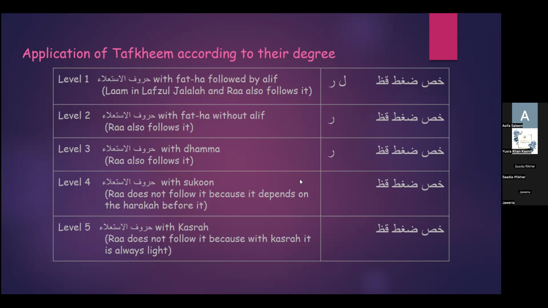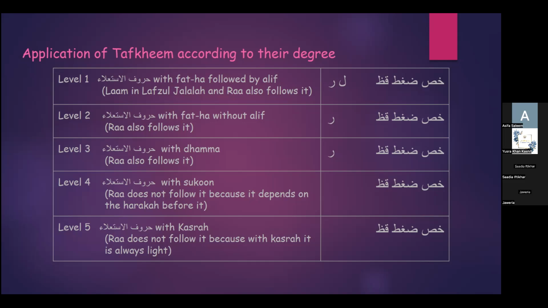Level 3, which is the third level of heaviness under these 5 degrees of heaviness. All the huruf al-isti'ala with the dhamma fall under it, and the ra with the dhamma will also take the same level. We know that the ra with the fatha and the ra with the dhamma are read heavily. They are mufakham, they take tafkheem. So therefore the ra will also follow the same level.